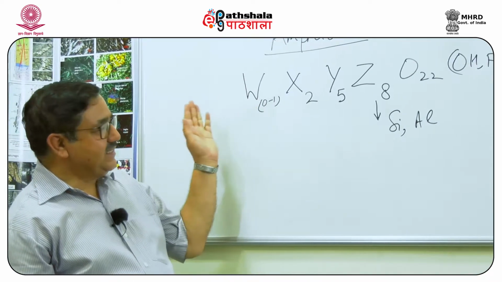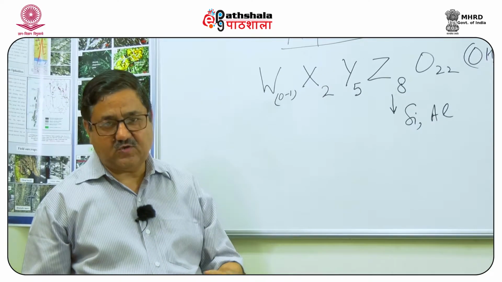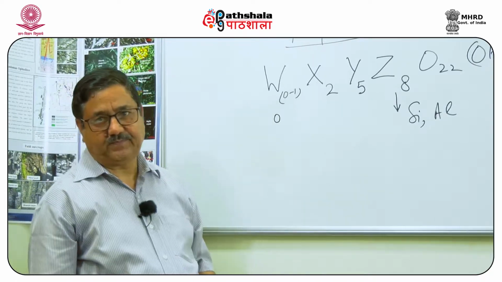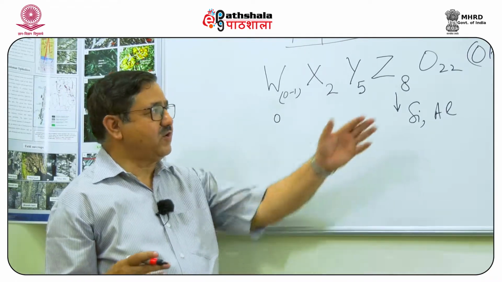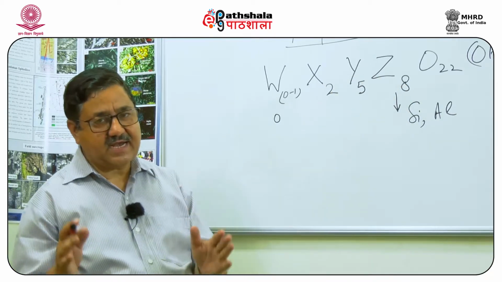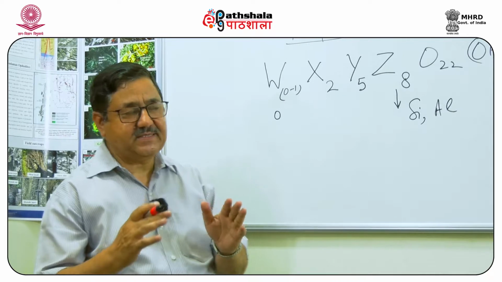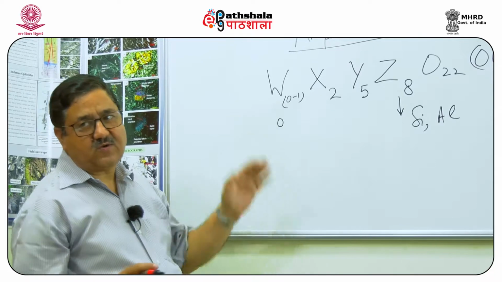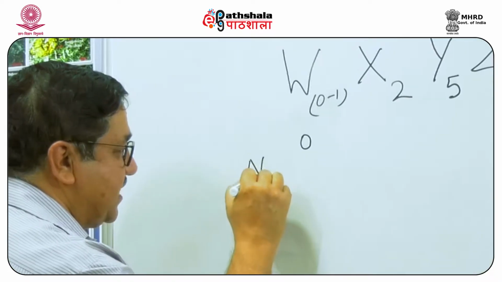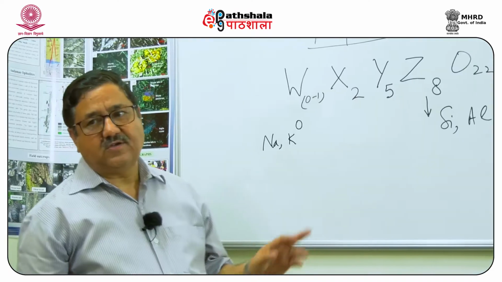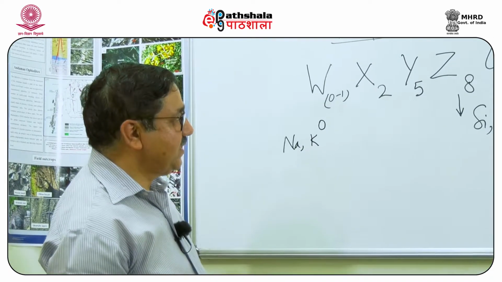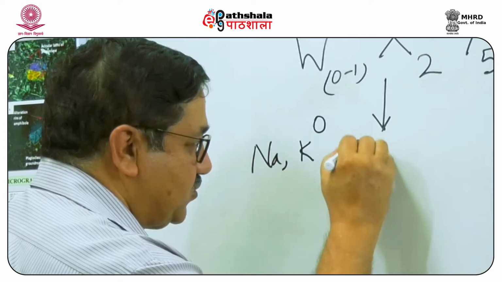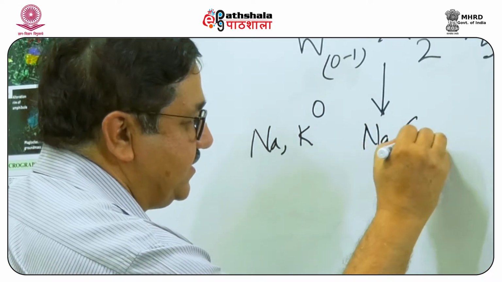On the other hand, for W we have written 0 to 1, which means that this site can sometimes be vacant also, or at the most for this formula unit one cation can occupy this site. This represents the smallest coordination, this represents the largest coordination, and therefore the cations which are present here are commonly sodium and potassium. In this site, we commonly have again sodium and calcium.